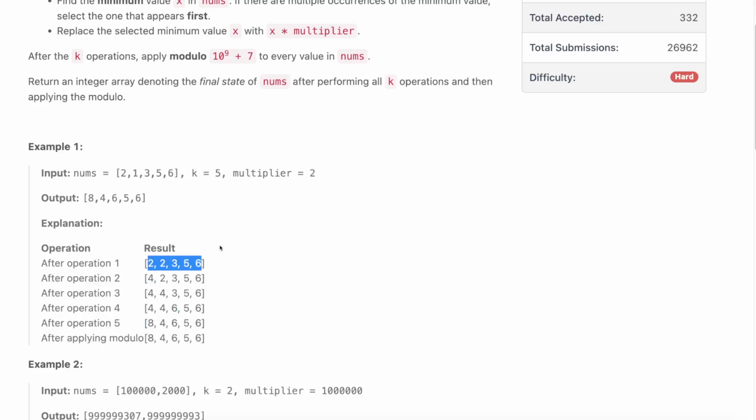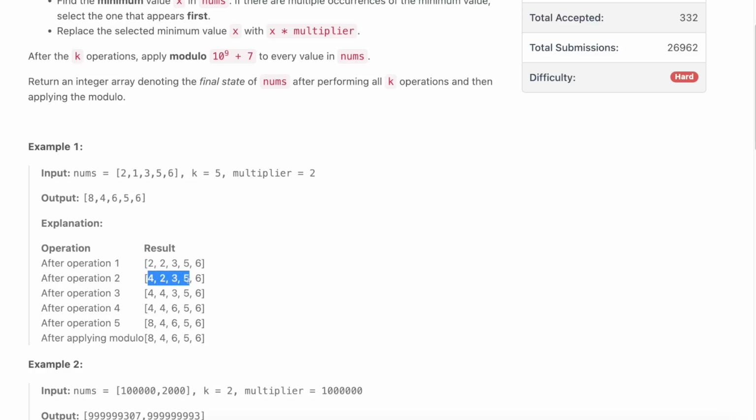Now again, let's apply the second operation. What is the minimum value? Minimum value is 2. So there are two 2's. Which of them will we pick? The one which occurs first. So in this case, this one. So we'll simply pick this and multiply it with the multiplier, which makes it 4.